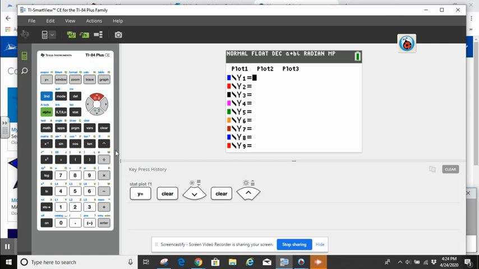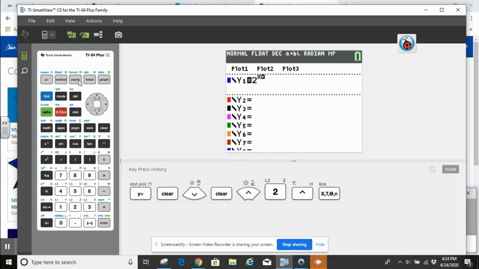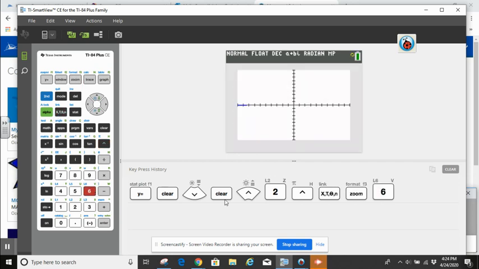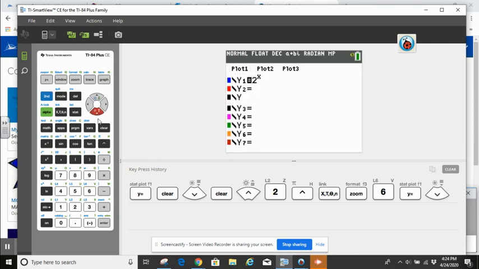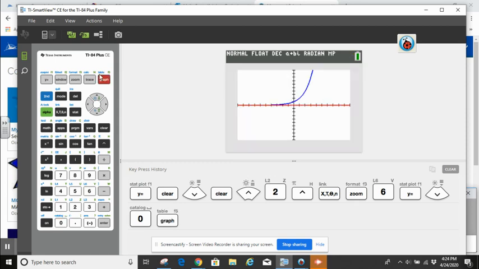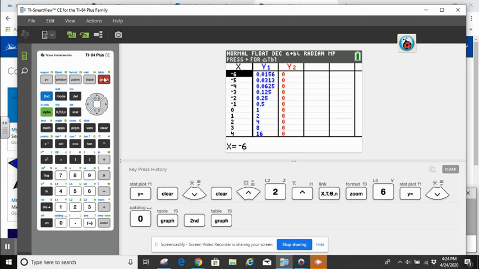Our basic exponential function was y equals 2 raised to the x power. And some properties of that exponential function: it has a horizontal asymptote that is the x-axis, so y equals 0 is a horizontal asymptote. And if you go to the table, it has a y-intercept right here at (0, 1).